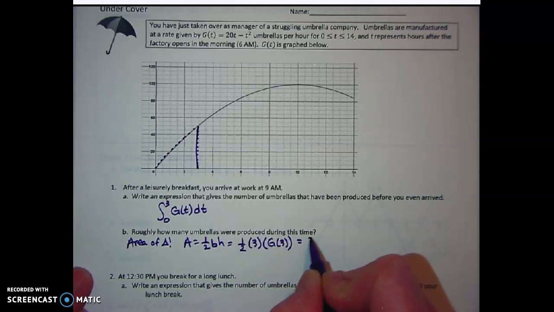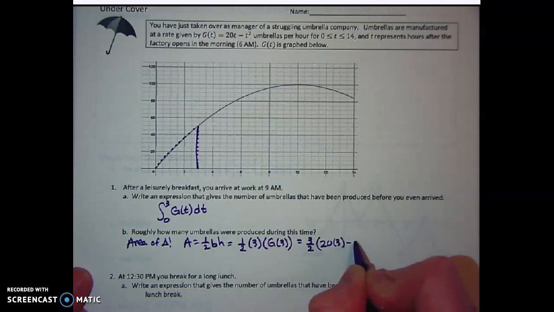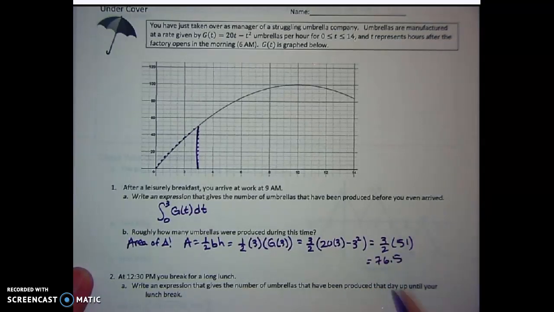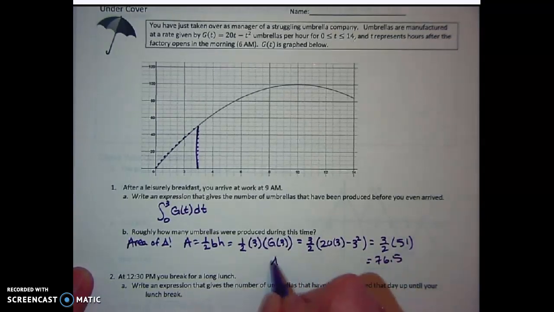So 3 times the 1/2, I have 3/2. And then my function, I'm going to plug 3 in for that. And when I do all this, I get 3/2 times 51. So I can see that it's 76.5. So in the first 3 hours, they produced about 77 umbrellas.